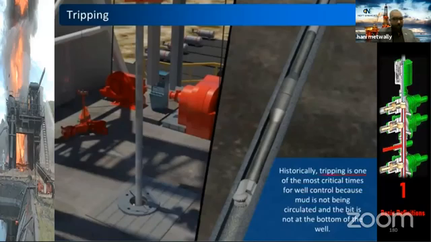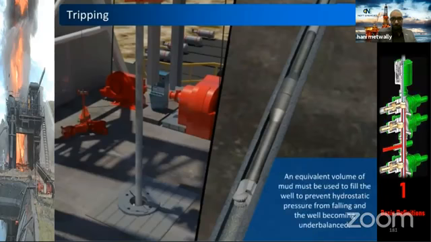So tripping is one of the most critical times of well control because the mud is not being circulated. During tripping, we stop pumping, so the mud is not being circulated and the bit is not at the bottom of the well. So what we have to do, we need to pump an equivalent volume of the metal displacement of the pipe retrieved from the hole.